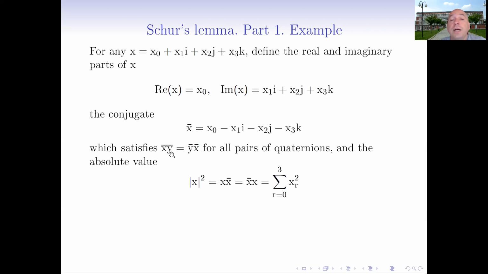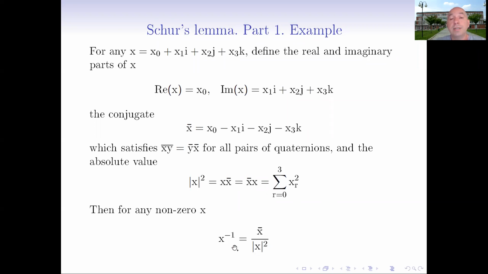So the conjugate will be an anti-involution. So the conjugate of xy will be the product y conjugate times x conjugate, for all pairs of quaternions. And let's define the absolute value. The absolute value squared will be just the scalar product in the quaternions viewed as a four-dimensional real vector space, just the sum of the squares of the components from 0 to 3. Then you can easily see that for any non-zero x, x inverse can be written in terms of the conjugate and the absolute value. It is easy to see that the absolute value is 0 if and only if x is 0, simply because the scalar product is positive definite. So it means that if x is non-zero, the right-hand side is well defined.